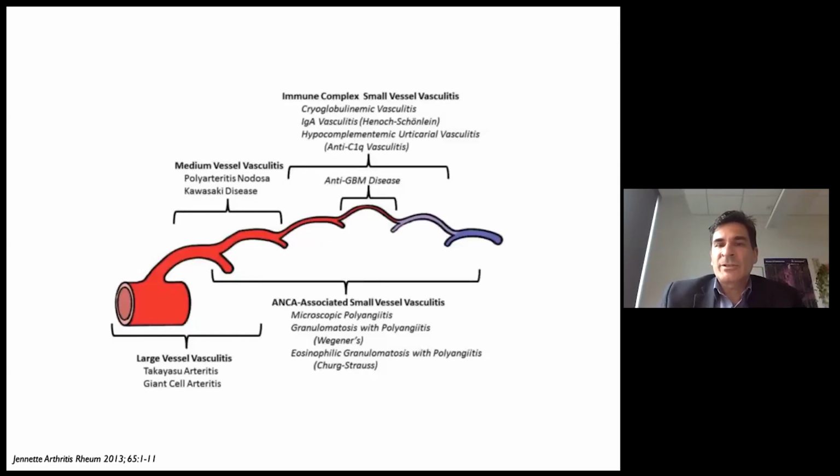This slide is just for review of the broad categories of different types of vasculitis. Large vessel vasculitides are giant cell arteritis and Takayasu. Medium vessel vasculitides, polyarteritis nodosa, and Kawasaki disease. And then there is a larger family of different types of small vessel vasculitides, including the ANCA-associated vasculitides.